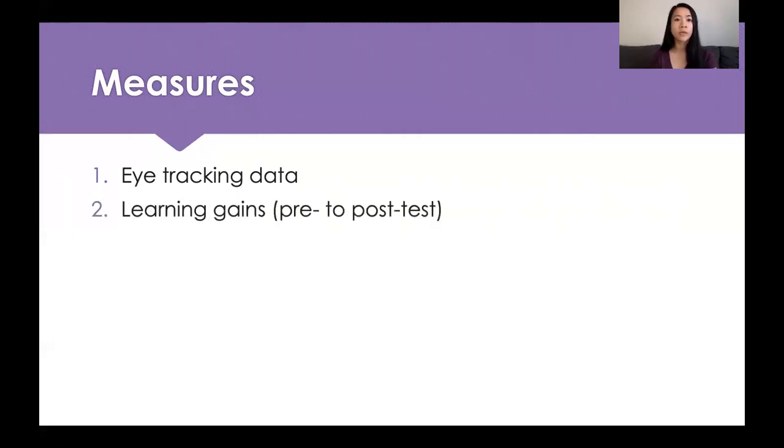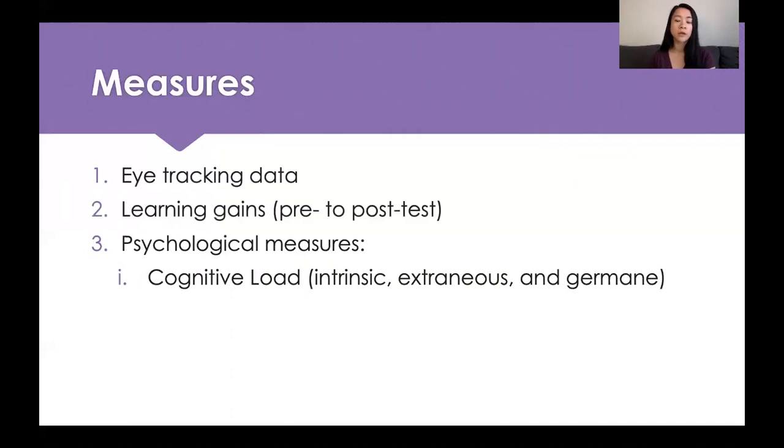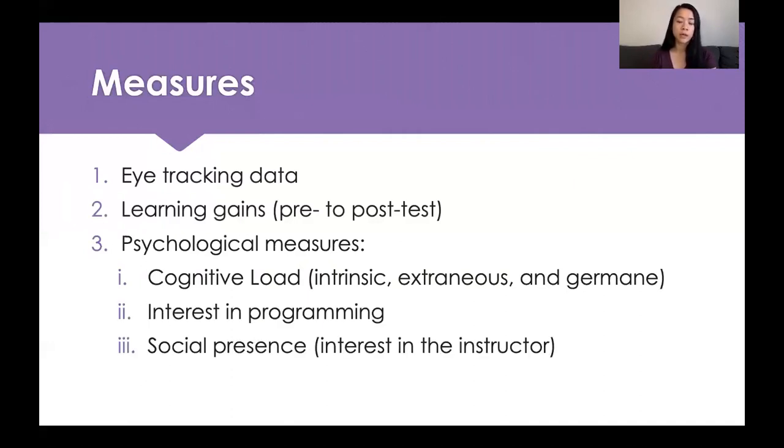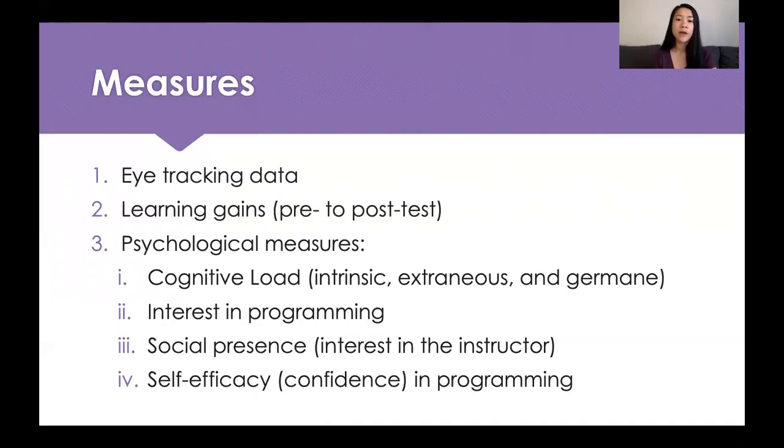So we collected the following measures. First, we used an eye tracker to capture data on where participants were looking, for how long and how frequently while watching the instructional videos. Second, we measured learning by calculating the gain from a pre-test to a post-test on the learning material presented in the instructional videos. And third, we measured four psychological factors: cognitive load, interest in programming, social presence, indicated by interest in the instructor, and self-efficacy, or confidence in programming.